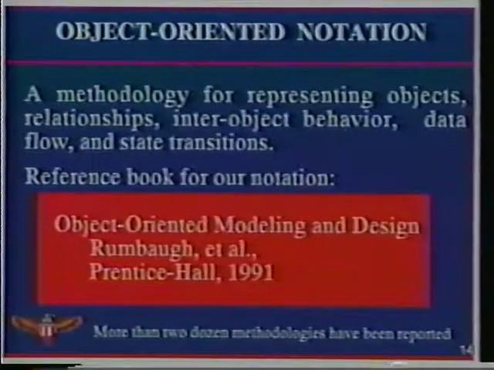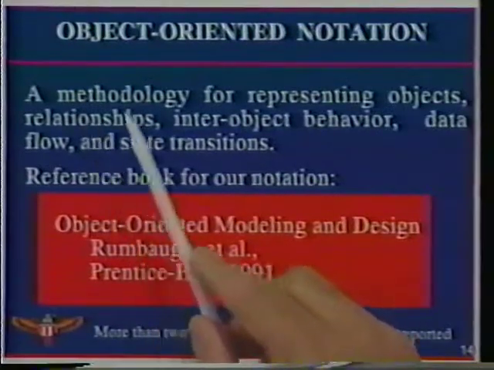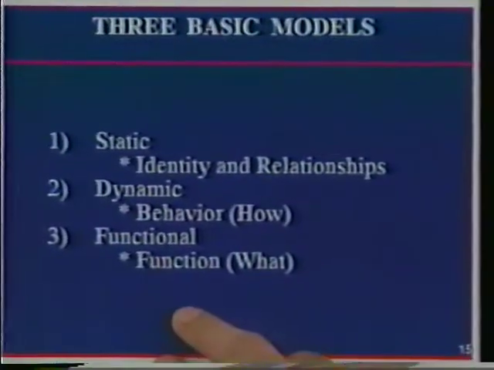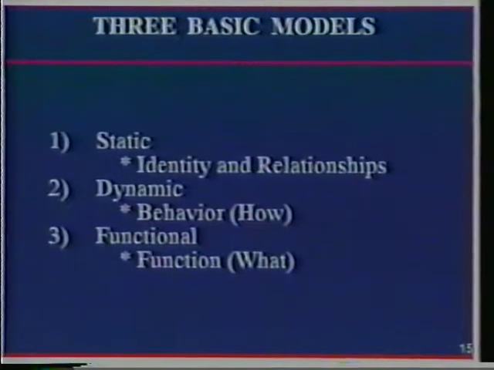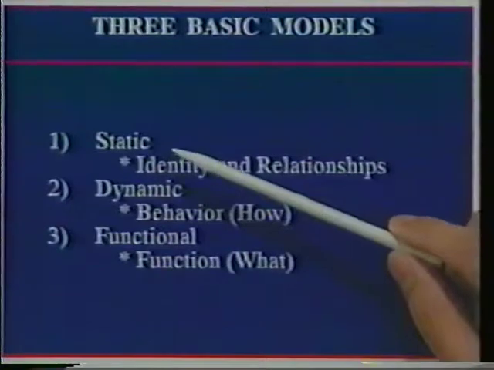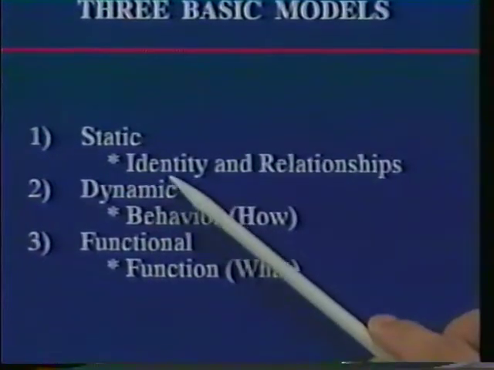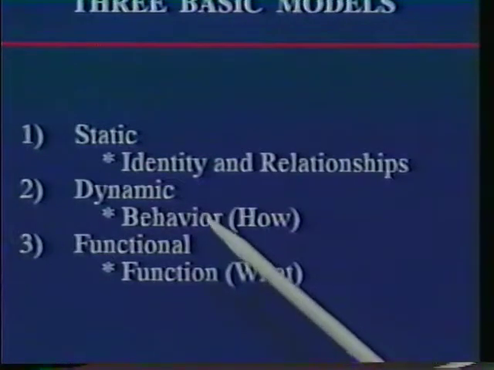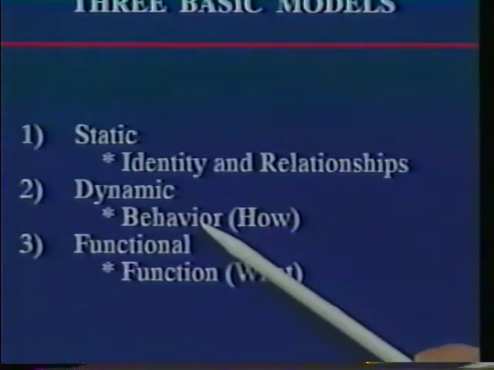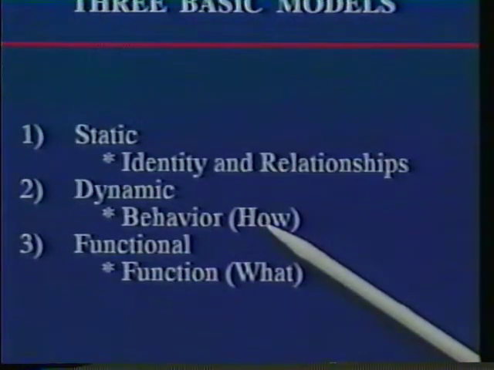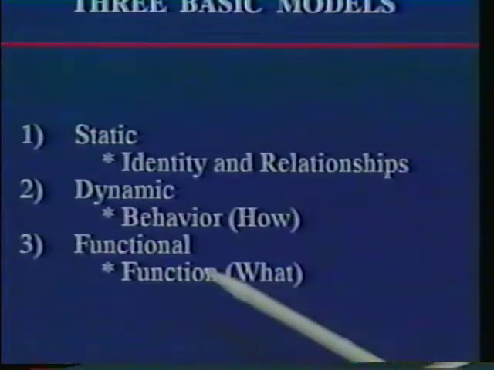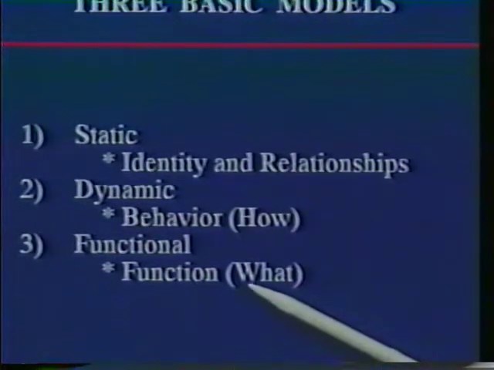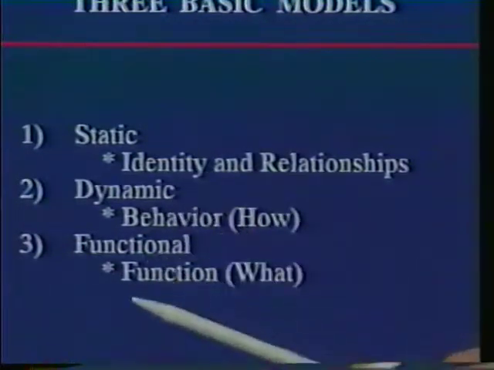So the object-oriented notation is a methodology for representing objects, relationships between objects, inter-object behavior, data flow, and state transition. Rumbaugh in his book describes 3 basic models for object-oriented modeling. One is a static model, and we have seen an example of the static model before, where you develop the objects and the relationships between objects, and I will describe that in a little more formal manner. Then we have the dynamic model, which describes the behavior, and the behavior is how an object reacts to the external world. Finally, we have the functional model, where the function of a particular system is described. That means what the system does. So behavior is how, function is what, and we will describe these 3 models briefly in the following slides.